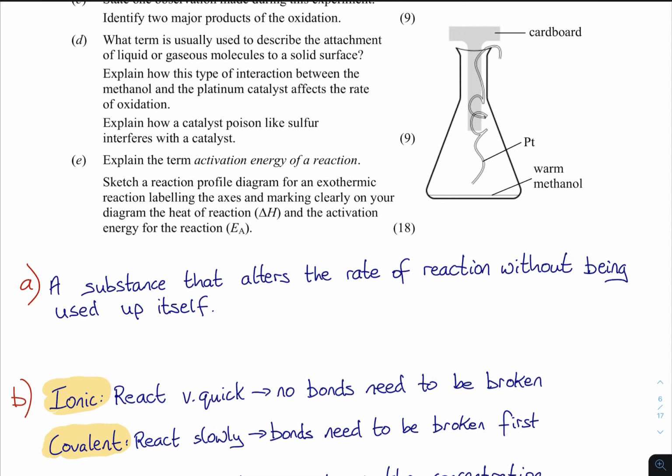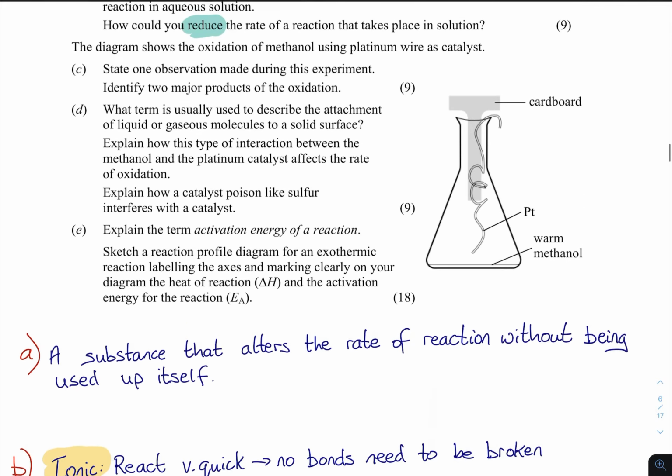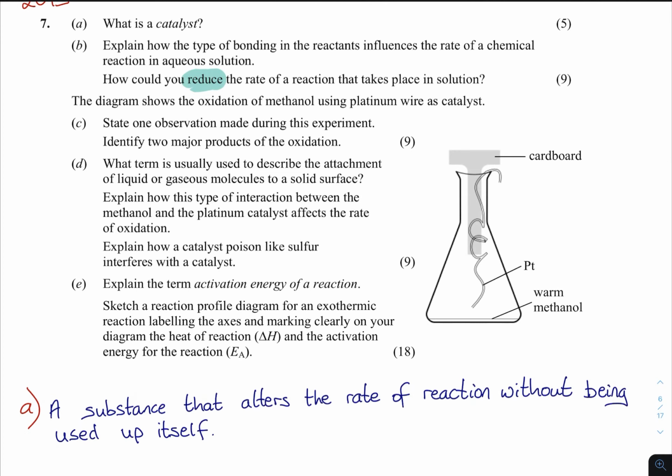Ionic bonding is oppositely charged ions attracted to one another. Whereas if it's covalent bonding, the reaction takes a little bit more time, because bonds need to be broken first before they can be reformed to form your product. So that's come up once or twice, and it's definitely one worth knowing: the difference between ionic and covalent in respect to rates of reaction.